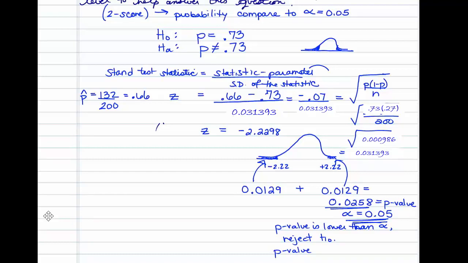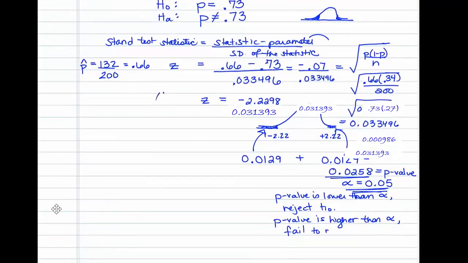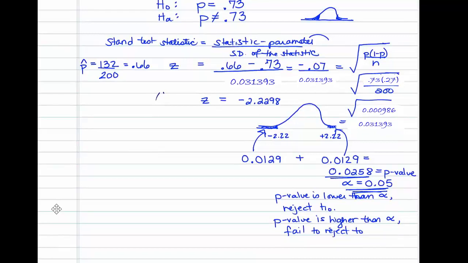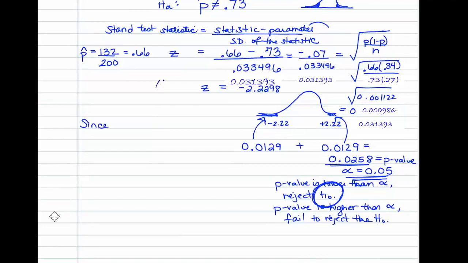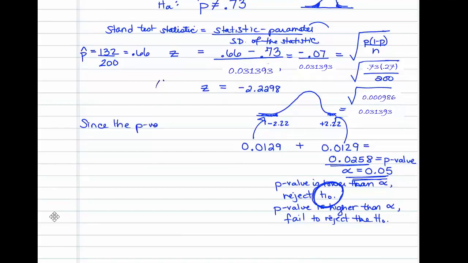Let's say the p-value was higher. We don't necessarily accept the null hypothesis. We say we fail to reject the null hypothesis. Since the p-value is lower than alpha, we reject the null hypothesis.